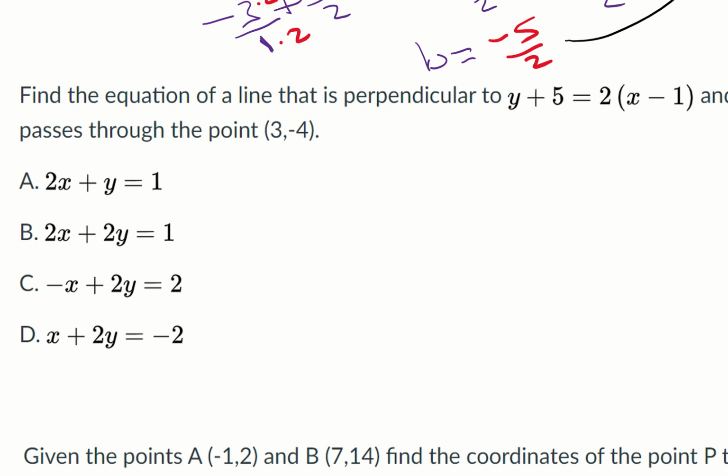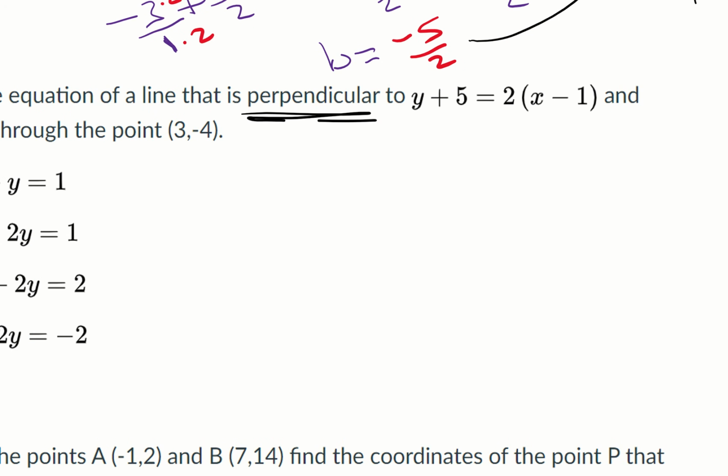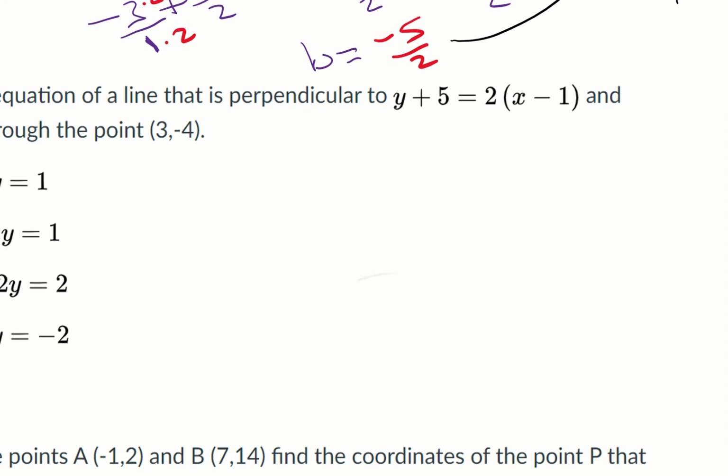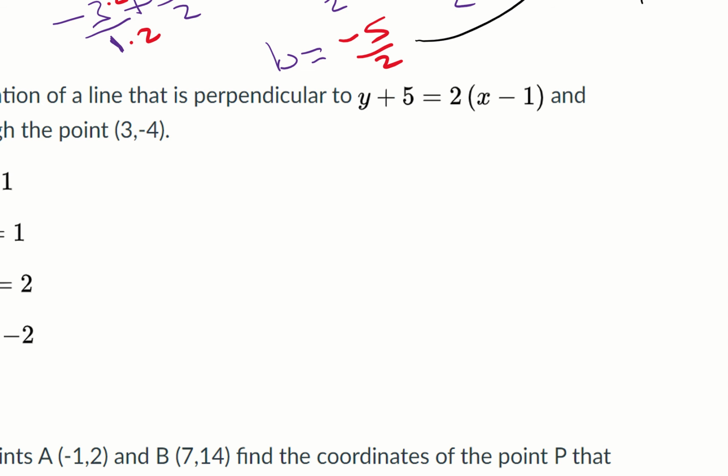All right. Notice that these are in weird formats too. So we're going to have to do the same thing we did in the previous problem here. Find the equation of a line that is perpendicular to this equation and passes through the point (3, -4). All right, so we're going to have to basically simplify this. So let's distribute the 2. So 2 times x, and then 2 times negative 1 is negative 2. So we distribute the 2 here. We got 2x minus 2.